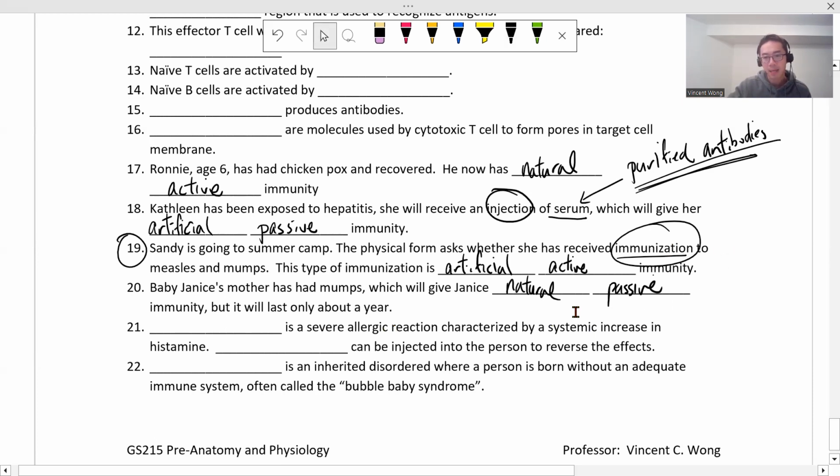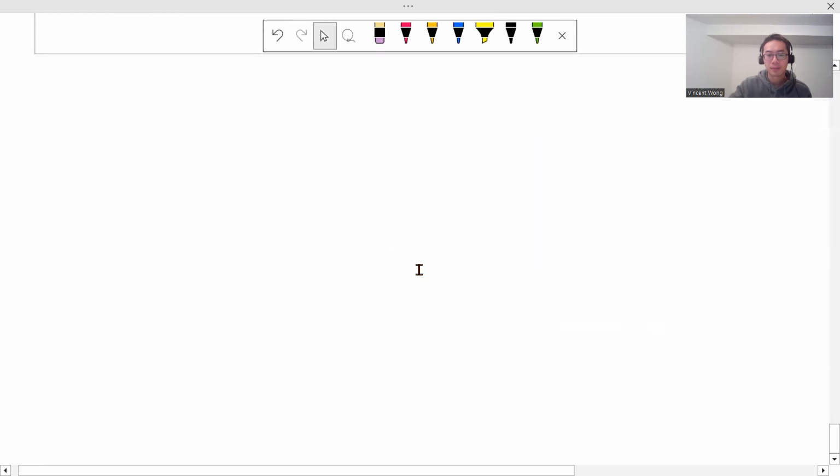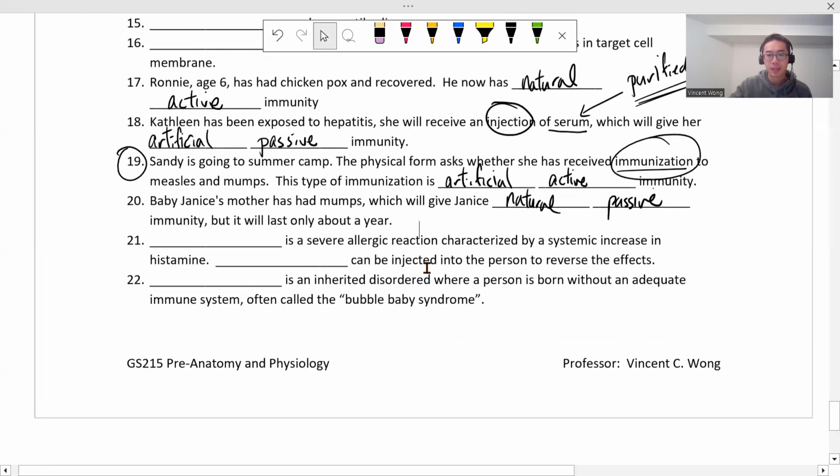The baby did not make the antibody. That's why it's passive, and that's why it's only going to last for some time. There's a time limit to it, right?